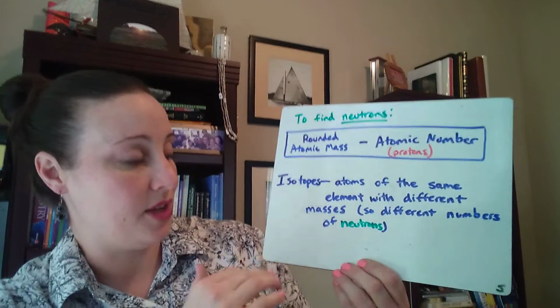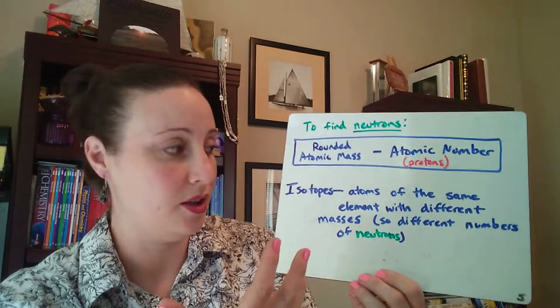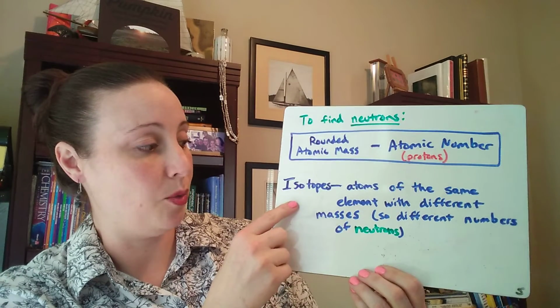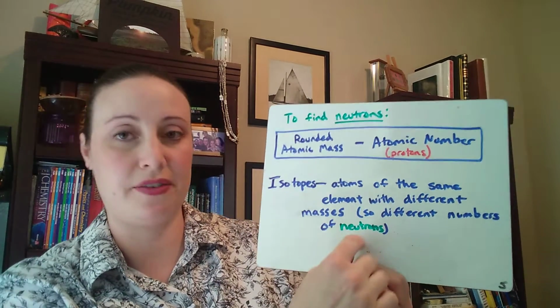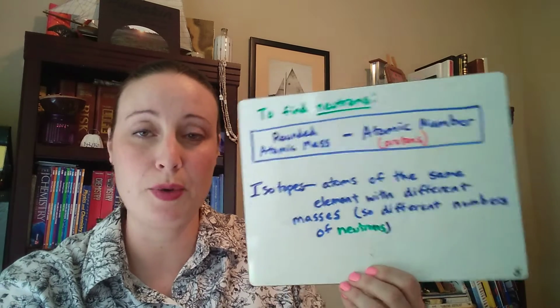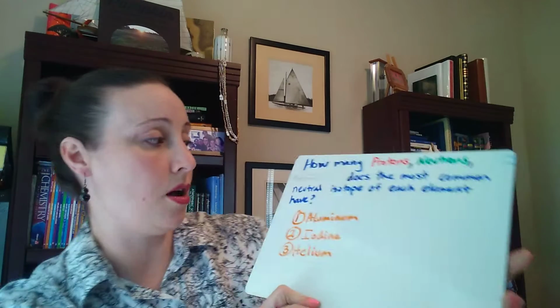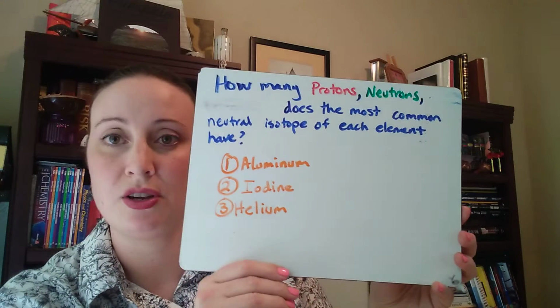Isotopes, I said a second ago, are just different types of the same element. So atoms of the same element with different masses, which means they have different numbers of neutrons. We're going to talk more about that in a little bit, but before we do that, I want you to get with your partner and do these 3 practice questions. I want to know how many protons and neutrons the most common isotope of each of these elements has.